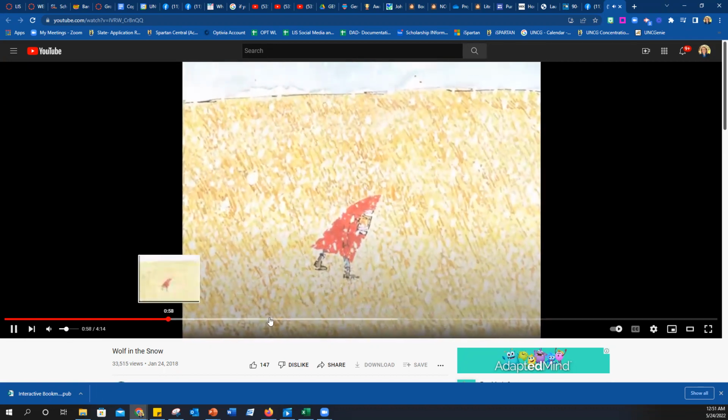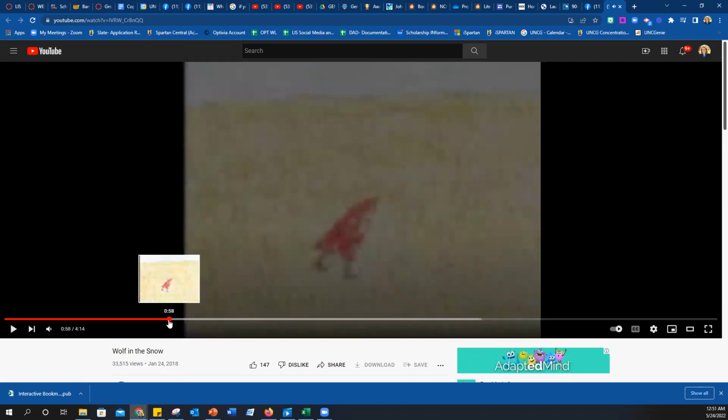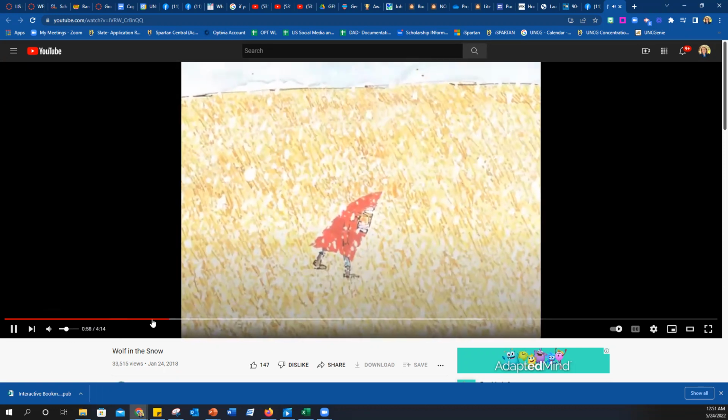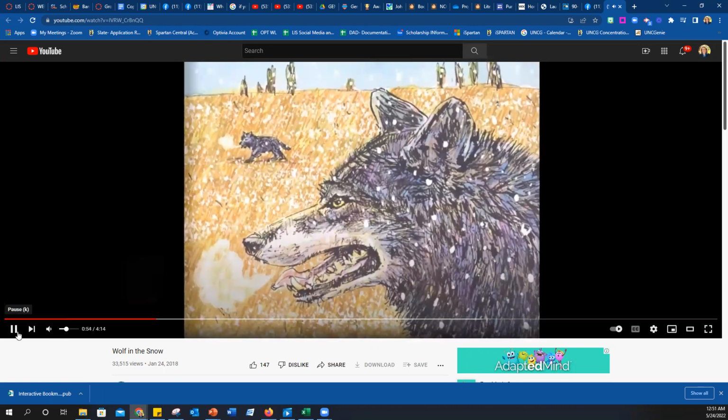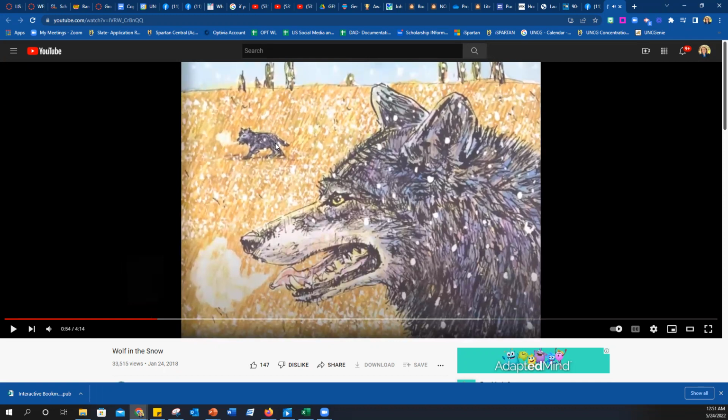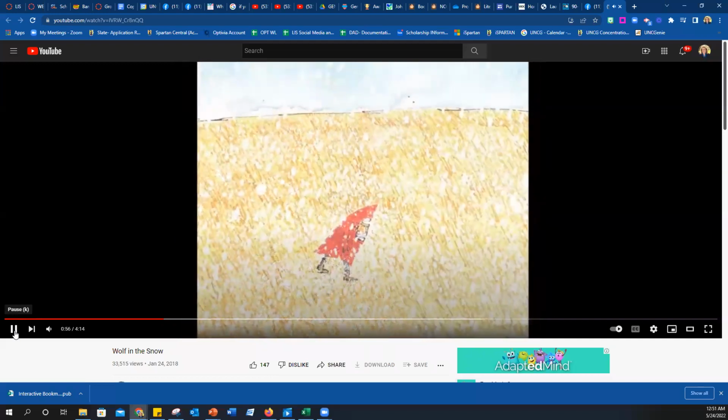Did you notice something that we saw in the background? Let's see, let me get it back here. What do you see there in the background? We also see not just the little girl walking, but we also see a small pup. So the pup is also walking that way. Wonder if that's an important fact.